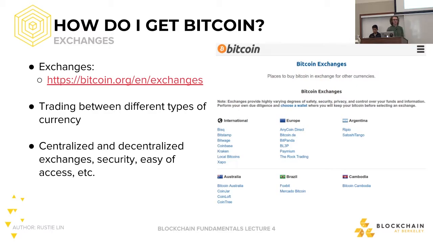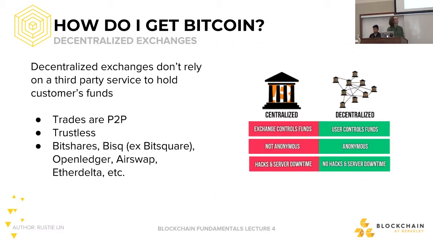That said, it's typically considered not safe to keep your money in exchanges for long terms. So, typically, the rationale is to move it to a different type of wallet that's more secure. Moving on, there's centralized exchanges, so there should also be decentralized exchanges because that's the idea that Bitcoin is founded on, decentralization. If we can decentralize the currency, why can't we decentralize the exchanges? They don't rely on a third-party service to hold the customer funds or do any of the mission-critical work.